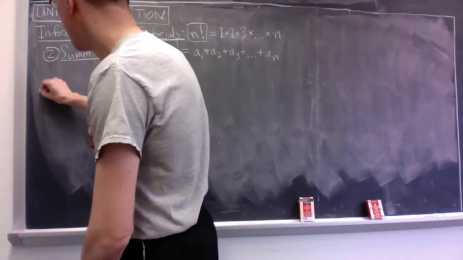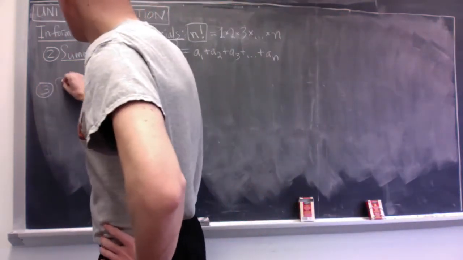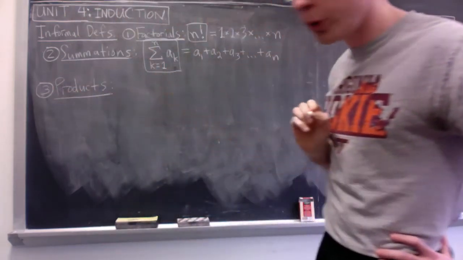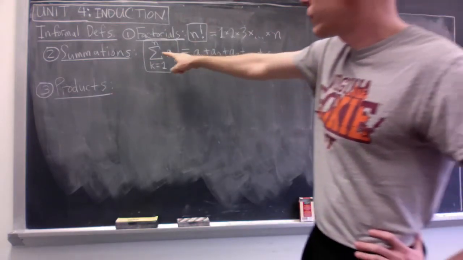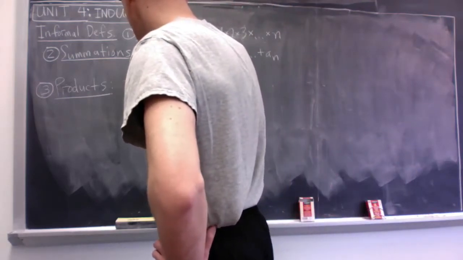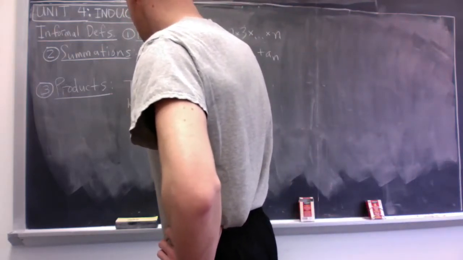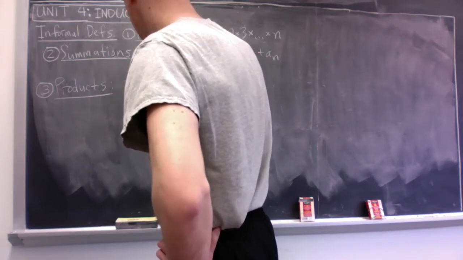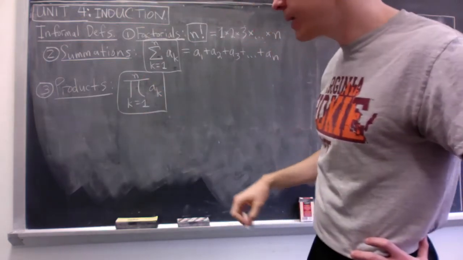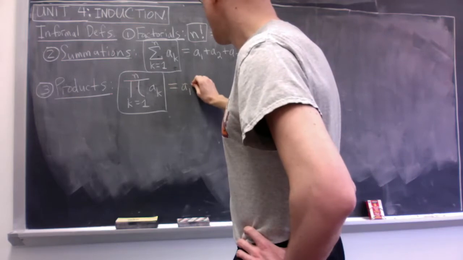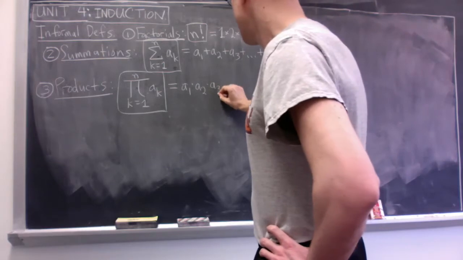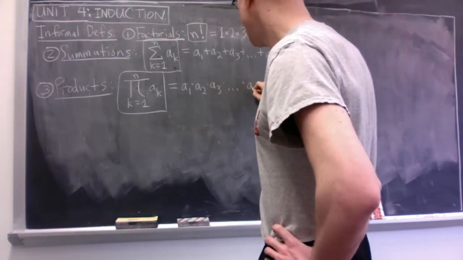Something you may not have seen, but which is quite similar, is products. If you wanted to multiply a whole bunch of terms together, this sigma is the capital Greek letter sigma, and we're going to use the capital pi for product to indicate a product. So here we've got the product, k goes from 1 to n of a_k, that's the new symbol being defined, and you just take the product a_1 times a_2 times a_3, dot, dot, dot, times a_n.